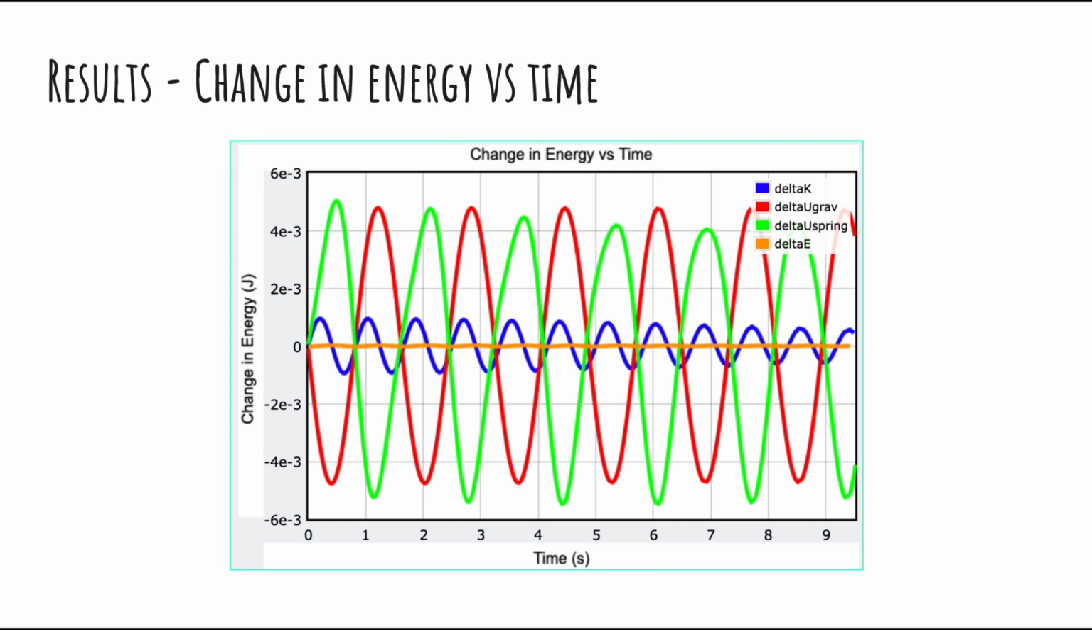Here is the first graph from the computational model, which demonstrates the change in energy versus time. The gravitational potential and the spring potential energies switch back and forth throughout the model since they oscillate in opposite directions. The kinetic energy also shows some oscillation since the object speeds up and slows down throughout its motion. The total change in energy is shown to be nearly flat, showing that there is no change in the total energy for the entire motion of the object.